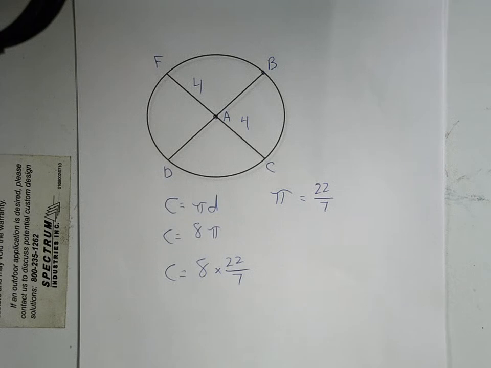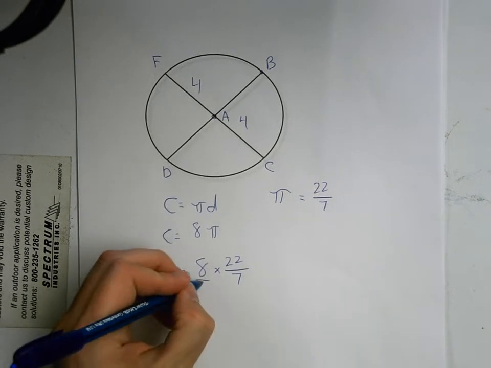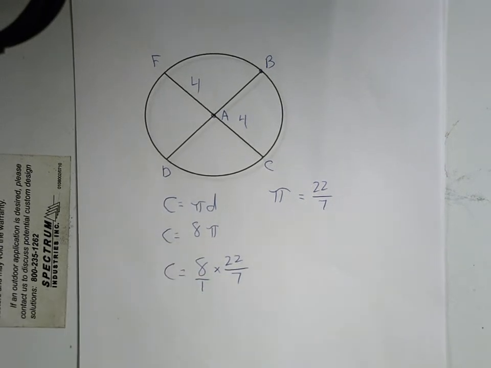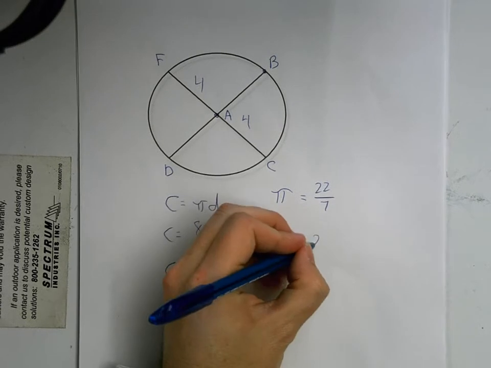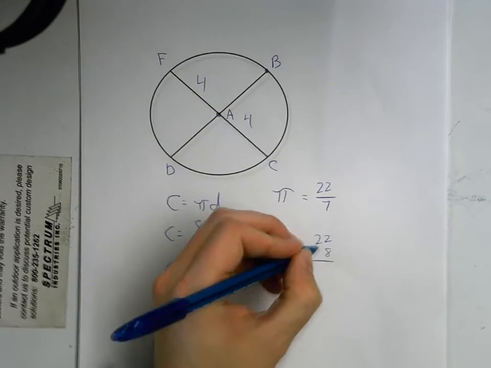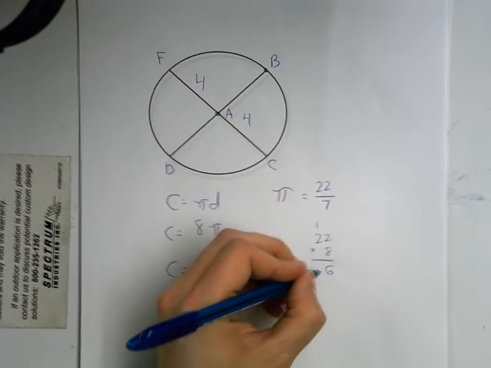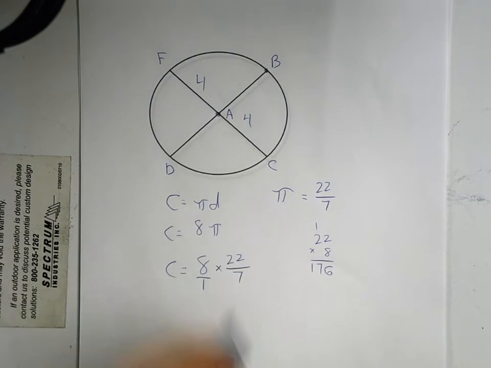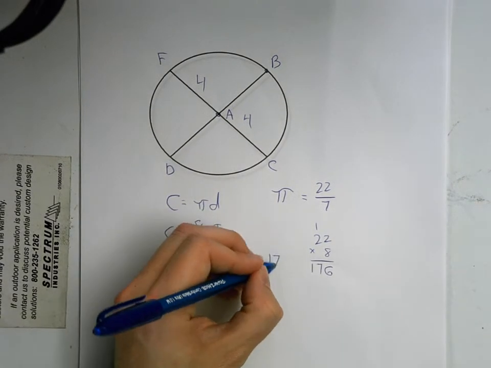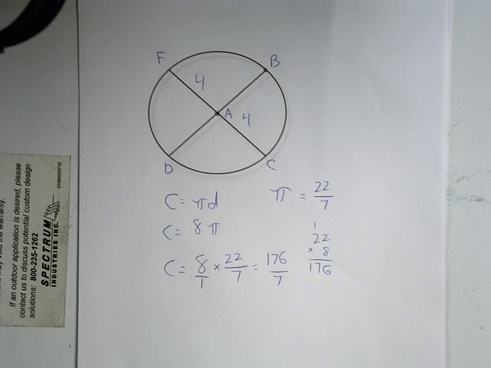Can we do that? Yeah. We put a 1 under it. And 22 times 8 equals 176, so that equals 176 sevenths. Okay.